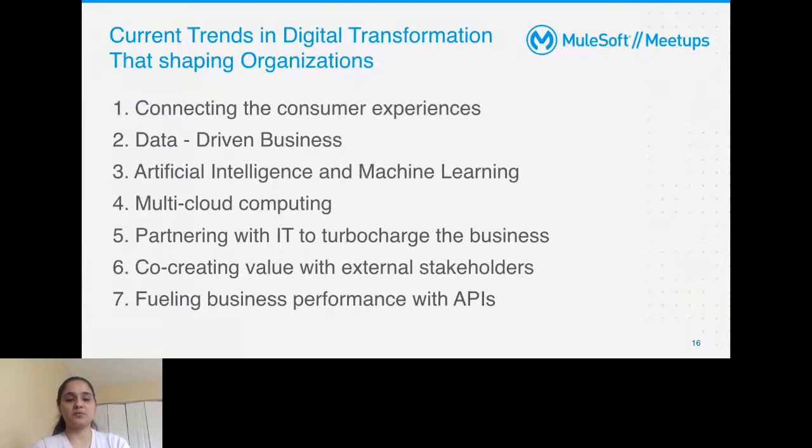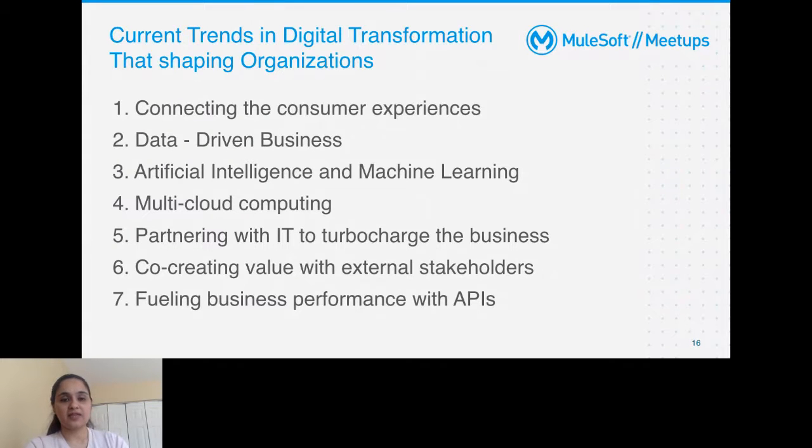Fourth one is multi-cloud computing. Nowadays organizations have a lot of third-party cloud systems available, like AWS, Microsoft Azure, Cloud Foundry, and a lot of other cloud computing systems and tools. With cloud computing, data storage is very easy, and the data is also accessible from anywhere and at any time. So that's the multi-cloud computing approach.